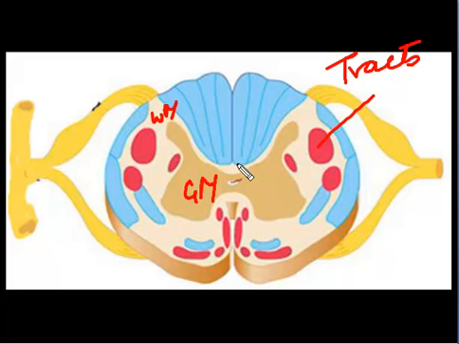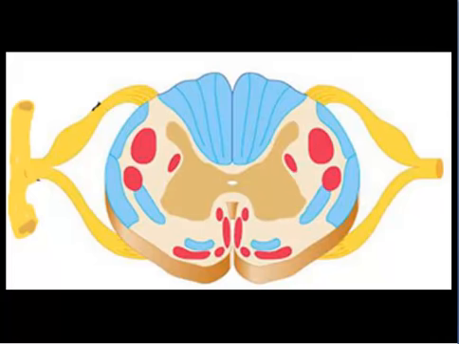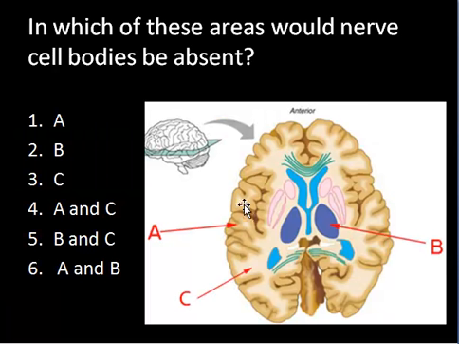So in the spinal cord, the nerve cell bodies are present in this butterfly shaped area over here, and they are absent in all of the white matter which surrounds it on the periphery. All of this light colored, this blue area, and also this red area. So I wanted to show you this in both the spinal cord and in the brain, where you would have nerve cell bodies and where you would just have axons.